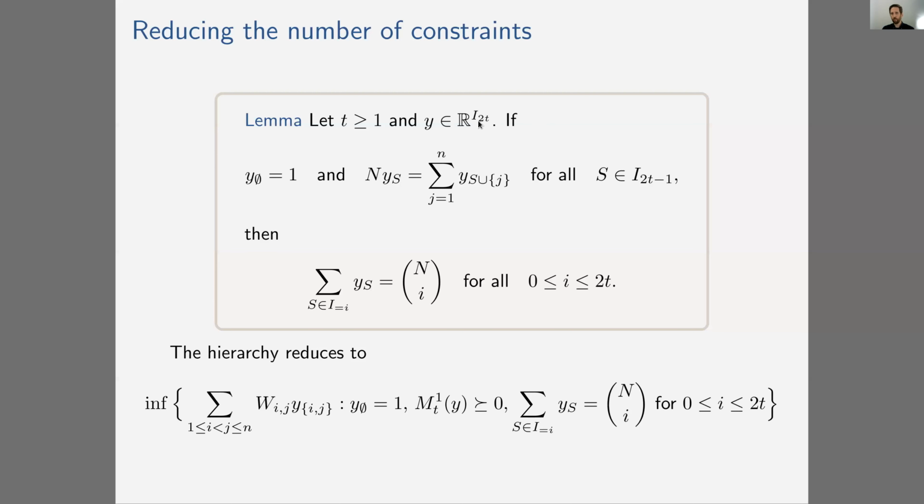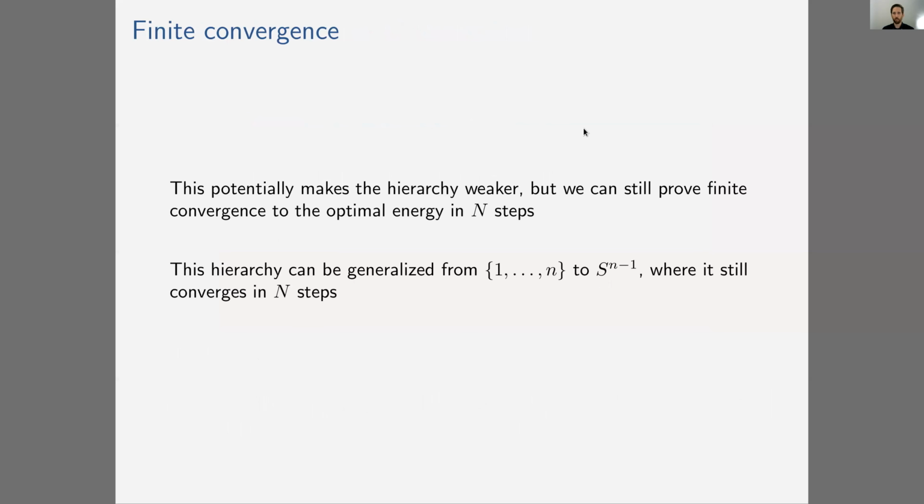So this here, you should just think of it as the set of all subsets up to cardinality 2t. Yeah, so thanks for that. That's a really, really good point.